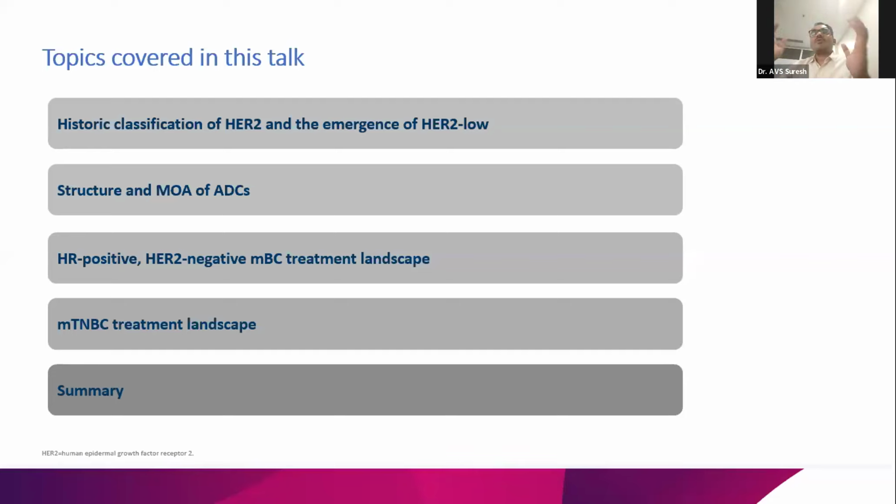Structure, how do these ADCs actually look and function? In HER2 positive, beyond second line, we have limited things, especially when HER2 is negative. Hormone receptor positive, HER2 negative, after second line is always challenged. They do good in the beginning, but when they fail, really bad. So this is what we're going to discuss. And finally, TNBC, can we make some dent into the existing numbers in terms of improving the survival? And finally, I'm going to summarize. Next, please.